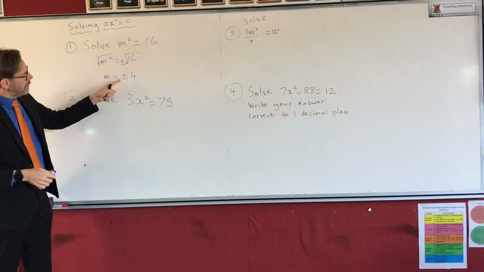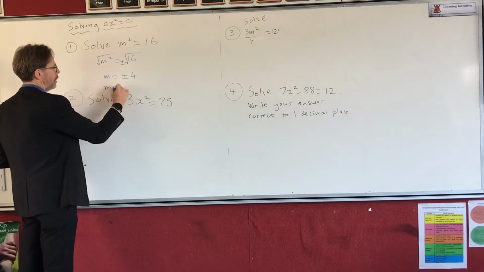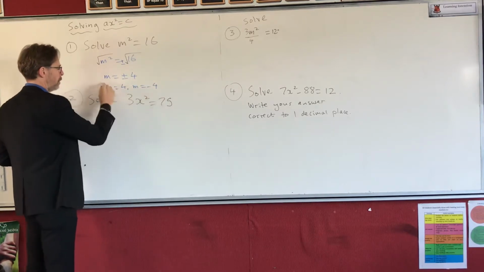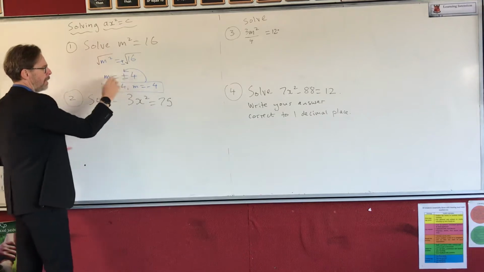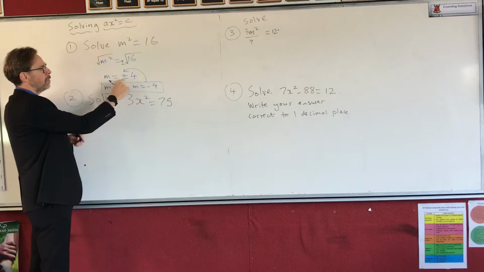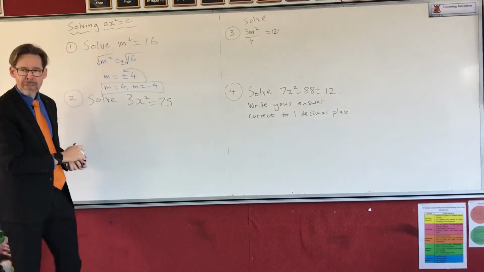Now, that means you've got two answers. Alright, so m equals positive 4, m equals negative 4. Those two answers are combined and abbreviated in this way. So you don't have to write these two down, just write that down, because you've got two answers in the one line there. Now you might be asking, why do you have a plus and a minus?